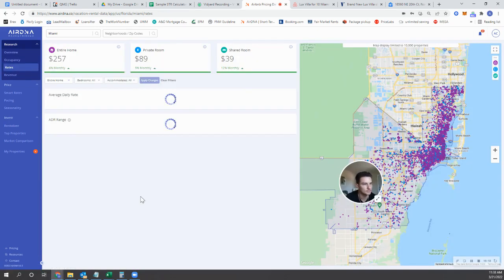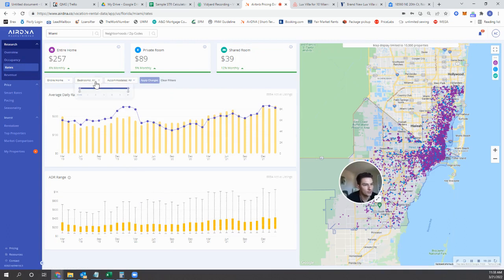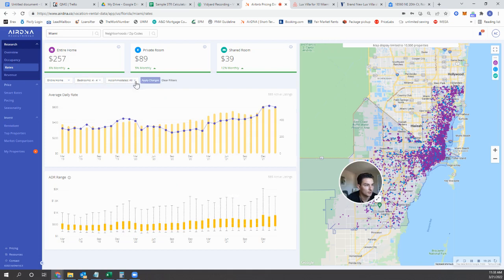Let's go to rates. Do the same thing. We're going to list by 4 bedrooms. We're going to apply the changes. We're going to look at the average daily rates here, and this is the percentile. So basically with the percentiles, you hold your mouse over it. It tells you 95th, 75th, 50th, 25th, 5th, obviously.